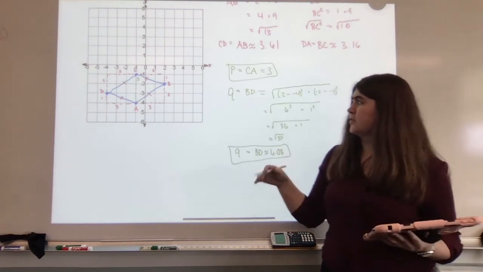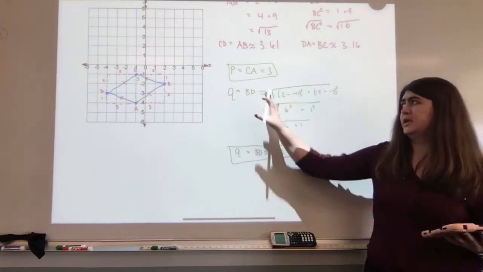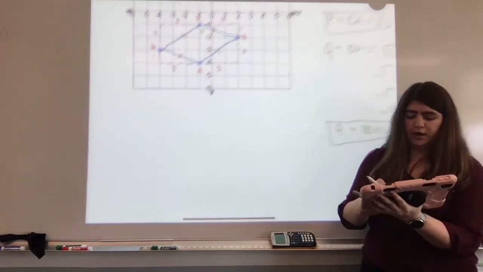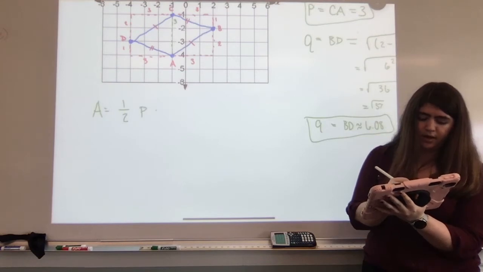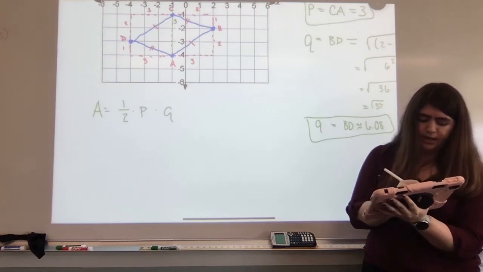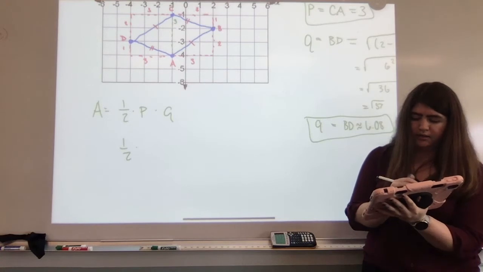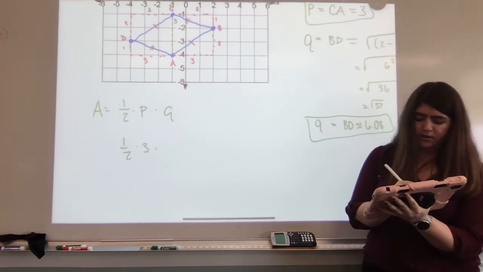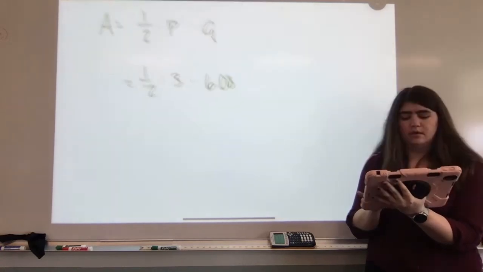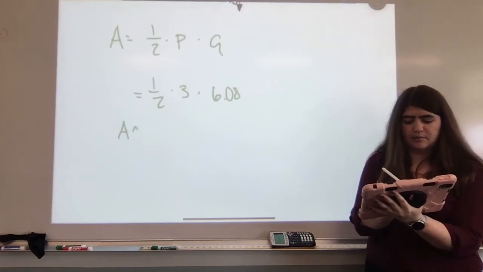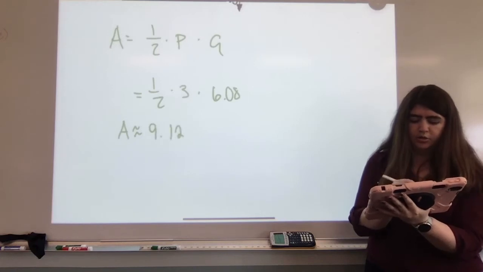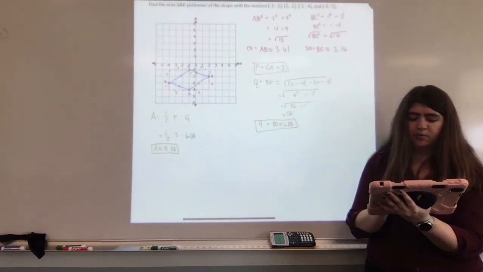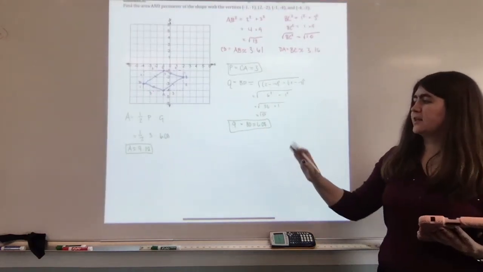So I'm going to start with area because I was just working with my P's and Q's. Area is equal to 1/2 P times Q. My P I got to be 3. My Q was 6.08. When I multiply all that out, my area is approximately equal to 9.12, and that would be units squared because area is always in terms of square units. Okay, so that's my area.